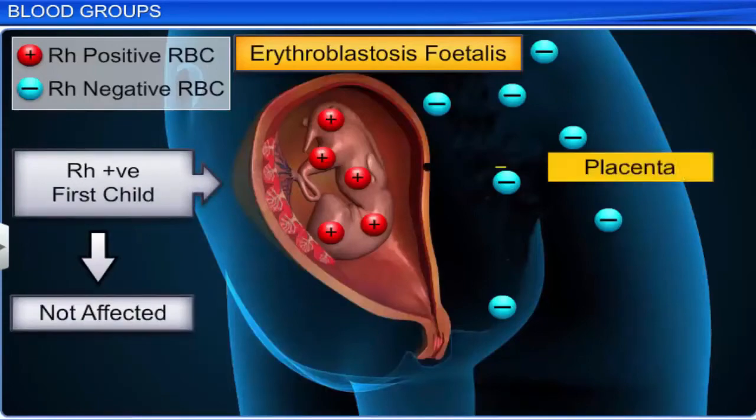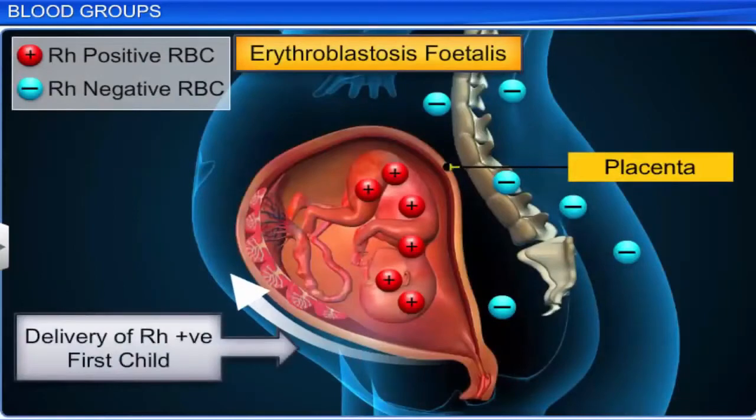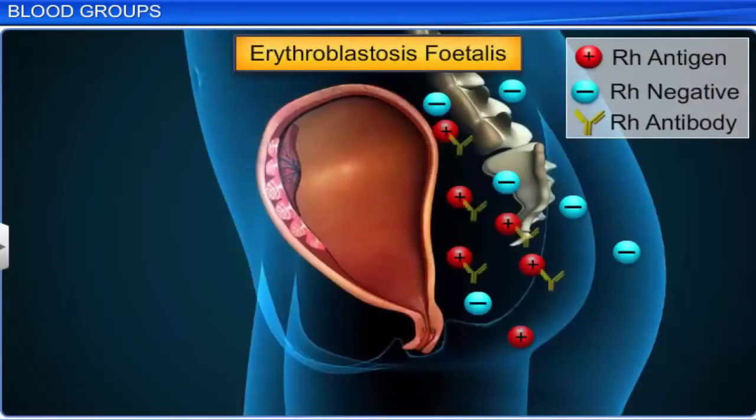separated by the placenta. However, during the delivery of the first child, a little of the Rh positive blood from the child can pass through the placenta and mix with the mother's blood. This induces the formation of Rh antibodies in the mother's blood.